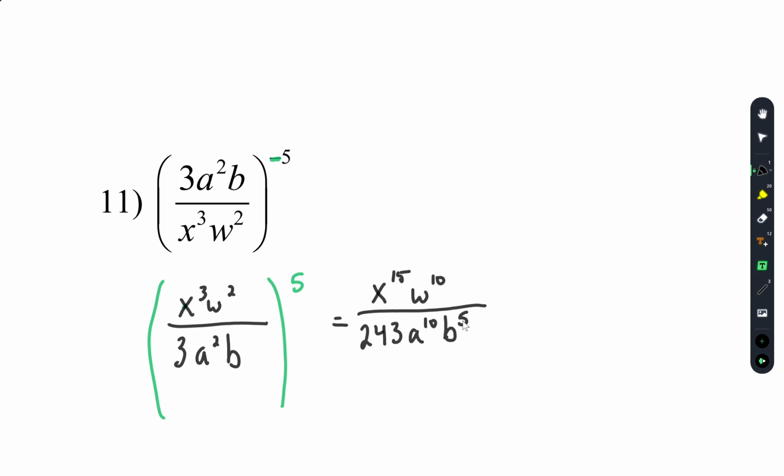All right. So first thing you do is flip the fraction to deal with the negative. Okay. I did that. Now what happens? The rule is you multiply them all. Okay, the powers. Or think of 5 sets of 3 x's. So 15, 5 sets of 2 w's, 10. 3 to the 5th power is 243. Okay. A to the 10th, B to the 5th. We keep that up there.